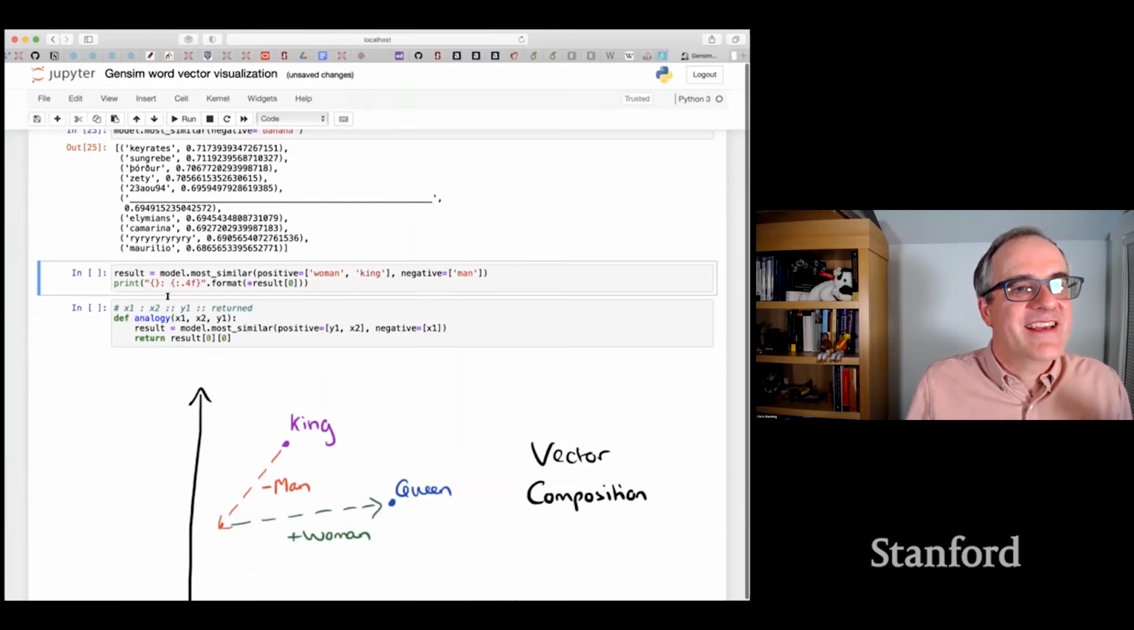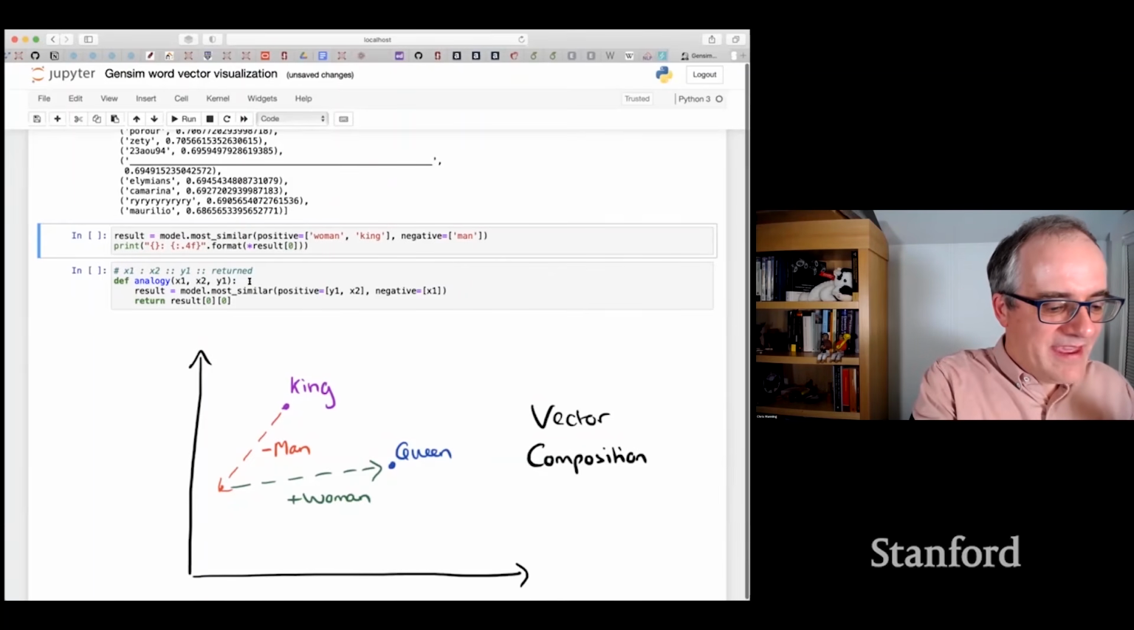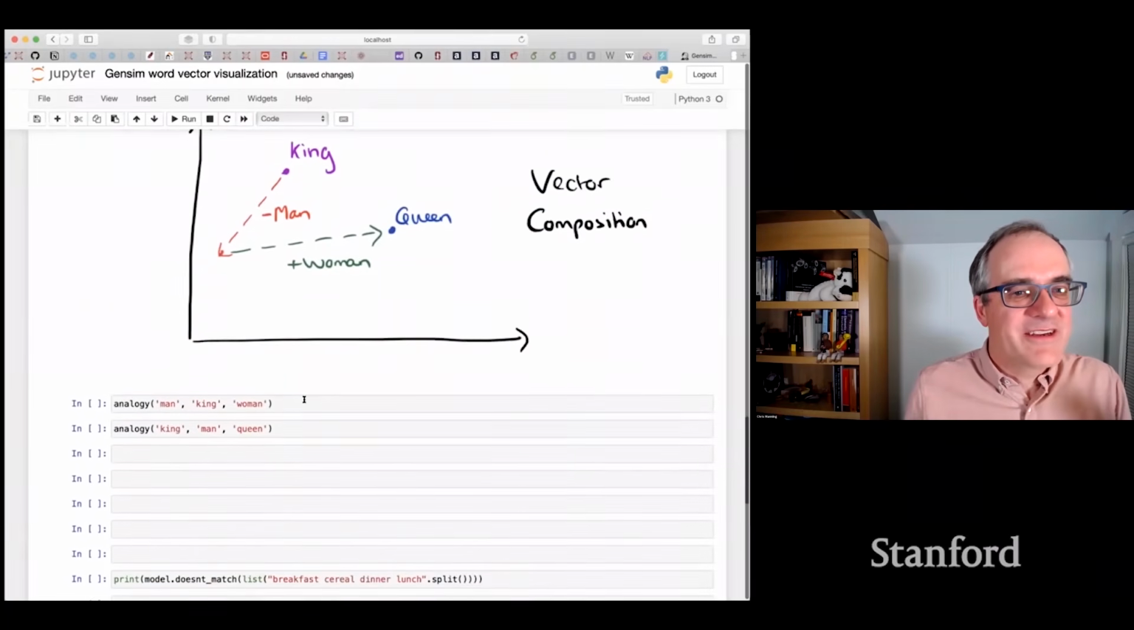negatives to do analogies. So we're going to say we want a positive king, we want to subtract out negatively man, we want to then add in positively woman and find out what's most similar to this point in the space. My analogy function does precisely that, by taking a couple of most similar ones and then subtracting out the negative one. And so we can try out this analogy function.